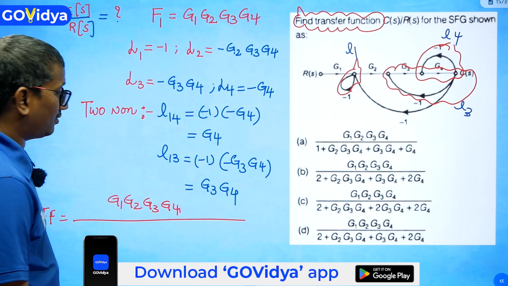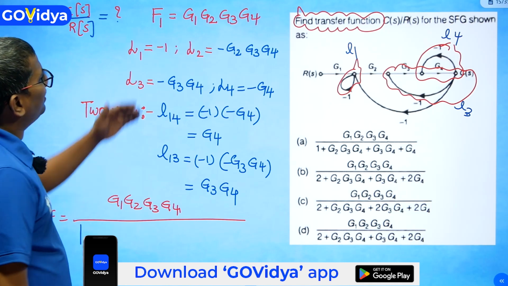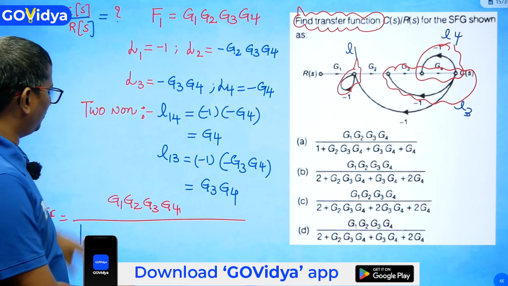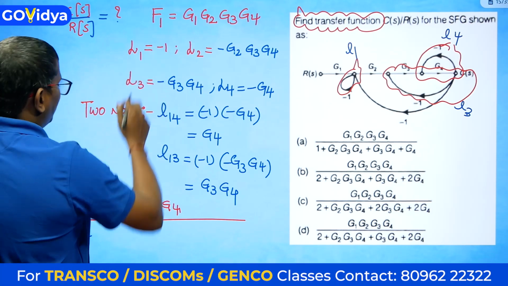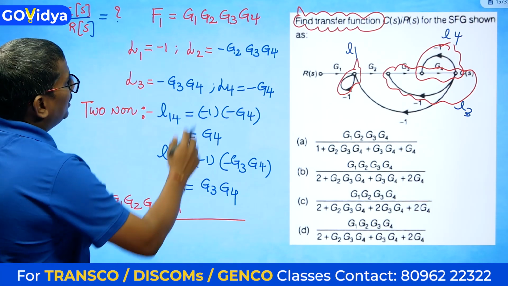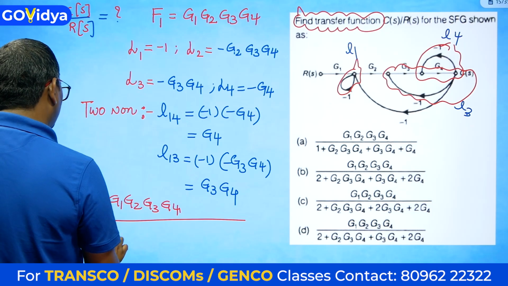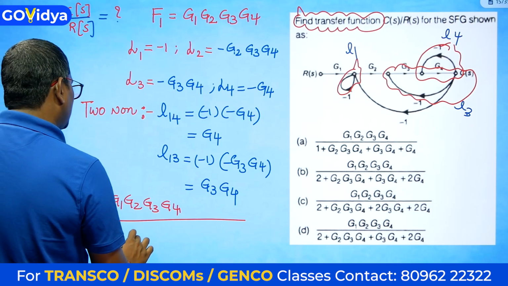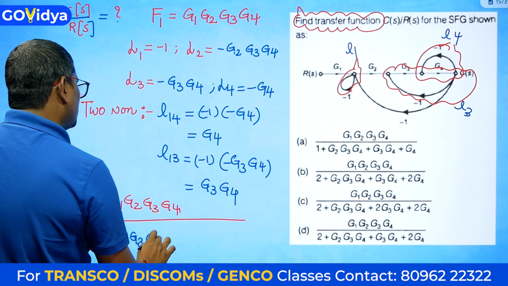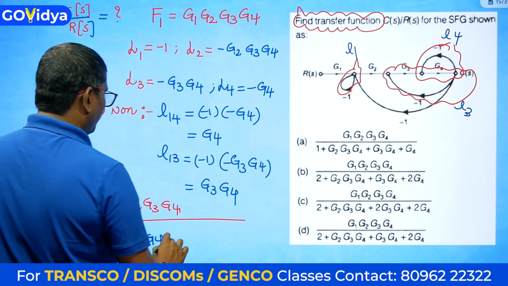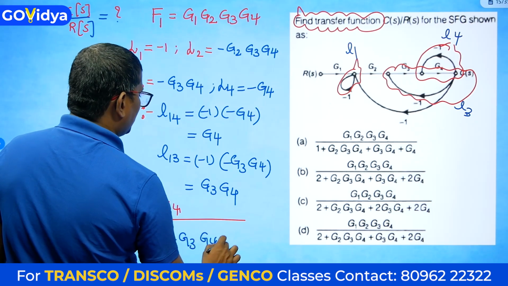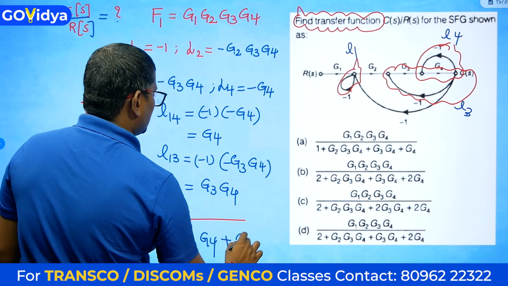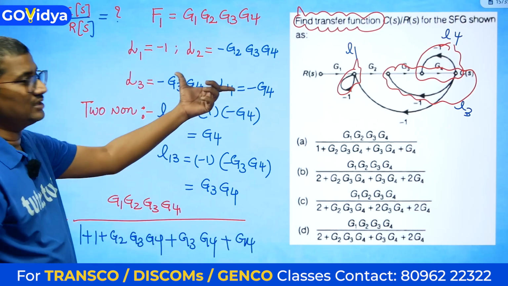Now what about the denominator? 1. Anyway, individual loop gains are all negative, so you can put plus straight away. What else is left? This is 1 plus, so this is 1. And what else is left? G2, G3, G4, plus G3, G4, plus G4, till this is over.